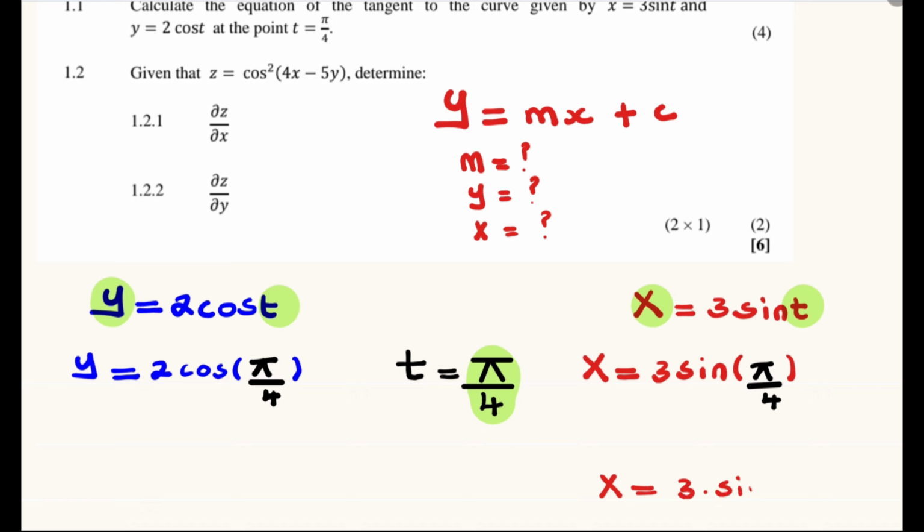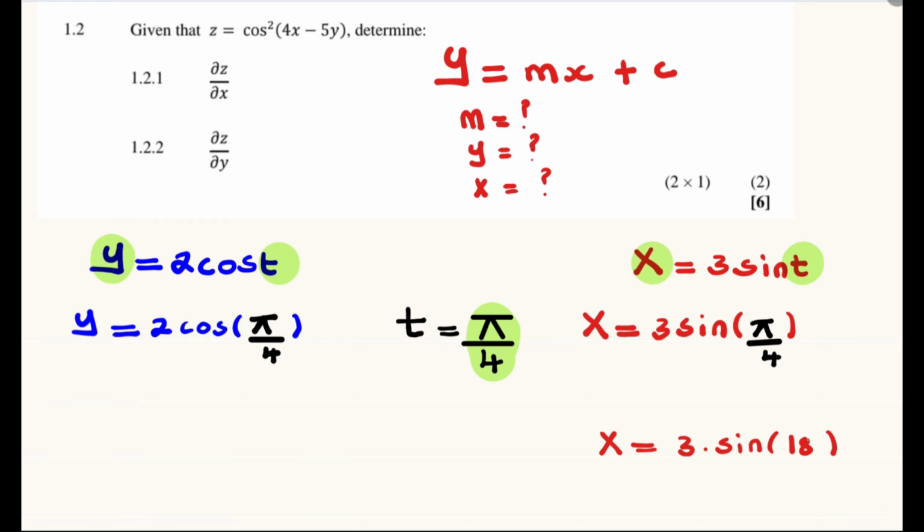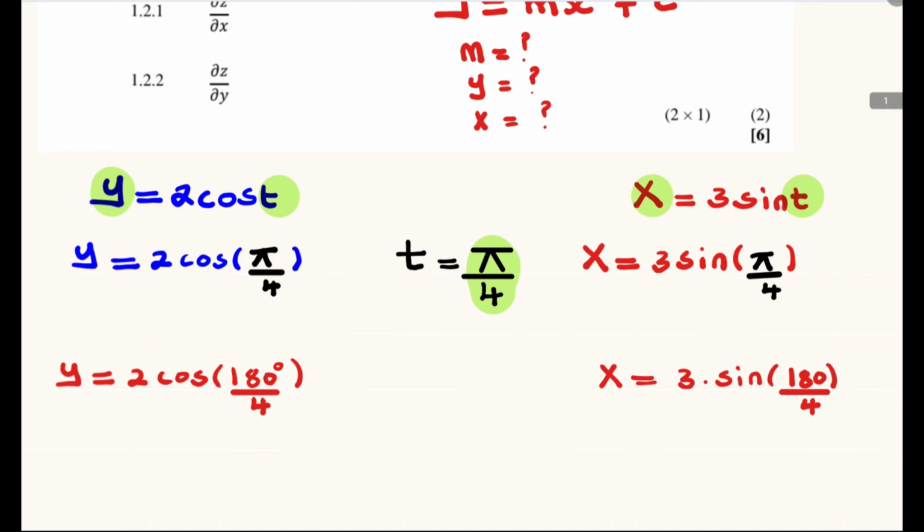In the place of the pi, we can substitute 180 degrees if our calculator is not in radians. So we'll have 180 divided by 4. And to determine y, in the place of the pi, we substitute 180 degrees since pi is equal to 180 degrees. If your calculator is in radians, you have to work with the pi, not the 180 degrees. So we are going to have y is equal to 2 multiplied by the cos of 180 degrees divided by 4, which is equal to the square root of 2 divided by 2.